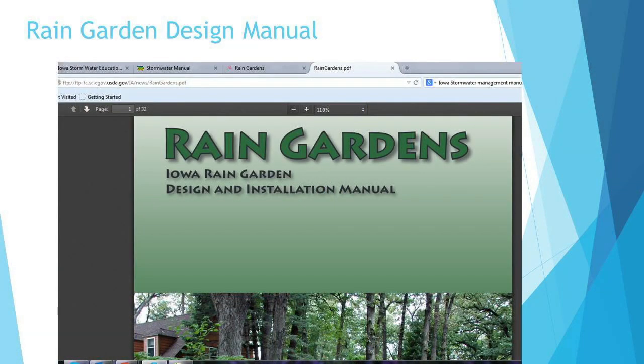All right. Rain gardens. Your resource for that is going to be the Iowa Rain Garden Design Manual. Rain gardens are not in the Iowa Stormwater Management Manual. The design is not in there. This is a separate manual. It's designed more for the layperson, but you as design professionals will use it as well, and contractors will use it as well. If you Google Iowa Rain Garden Design Manual, or visit the Rainscaping Iowa website that's promoting these practices statewide, you'll be able to get to the manual there as well.